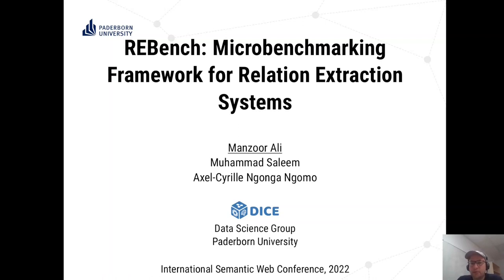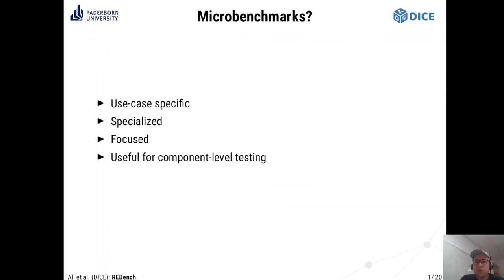My presentation will be in three parts. In the first part, we will talk a little bit about microbenchmarks, and in the second part, we will discuss why we create microbenchmarks for relation extraction systems, and then we will quickly look into our framework, which is REBench. So without further delay, why do we use microbenchmarks?